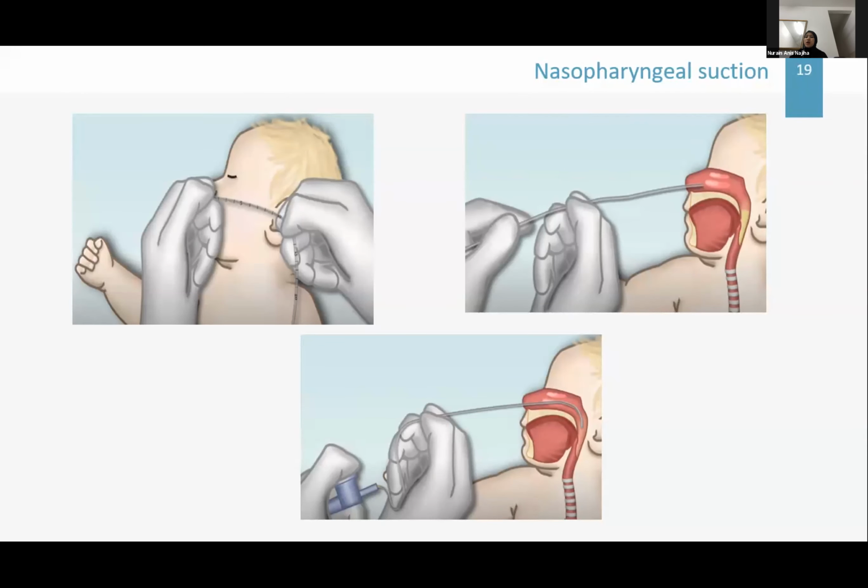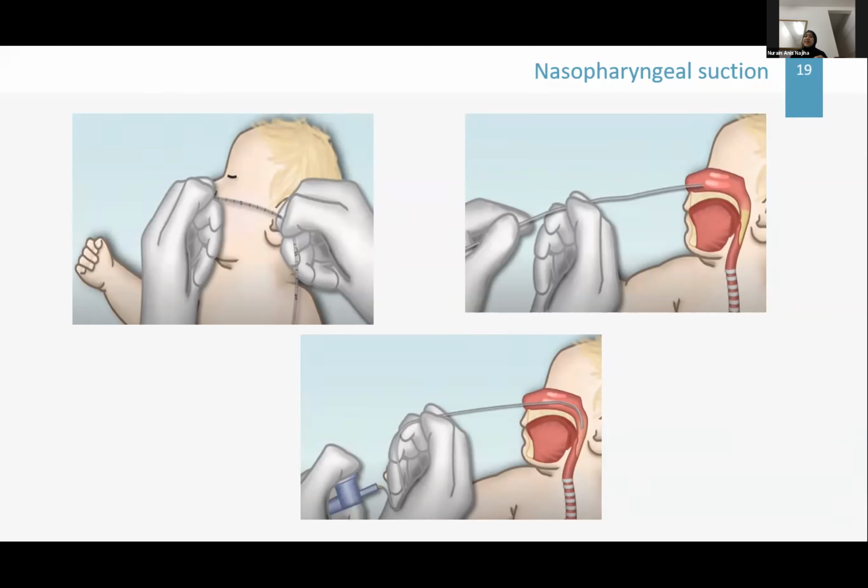So first, you hook up the suction to the catheter and test if the suction is too high or not, so that it is suitable for the child later. And then you lubricate the catheter to avoid any trauma to the child. Then you can measure, as the first picture shows, the catheter from the child's nose to the ear.